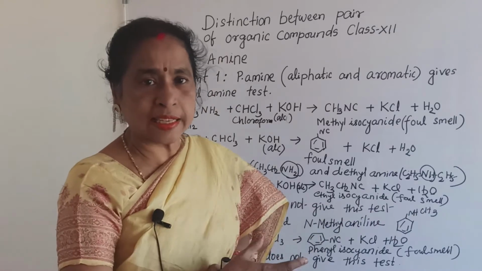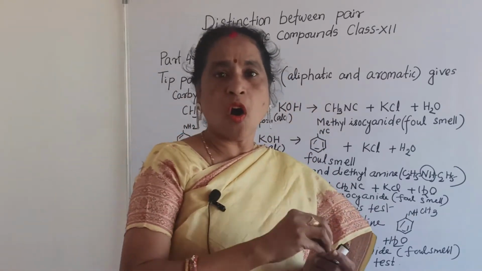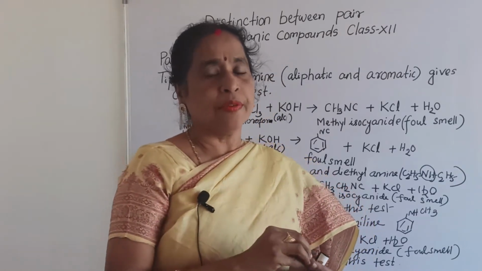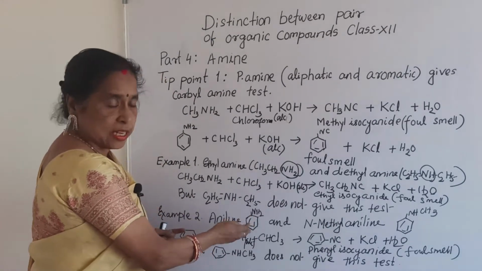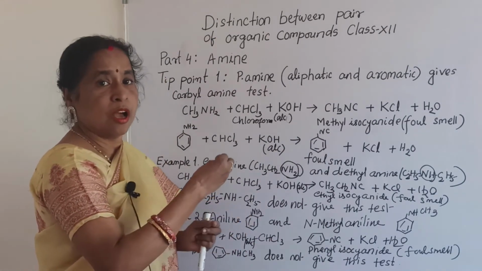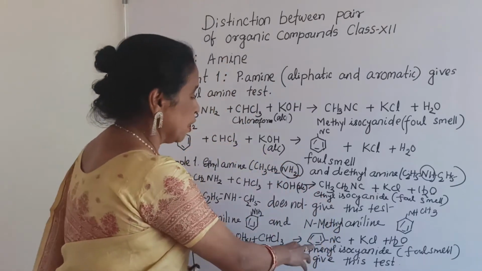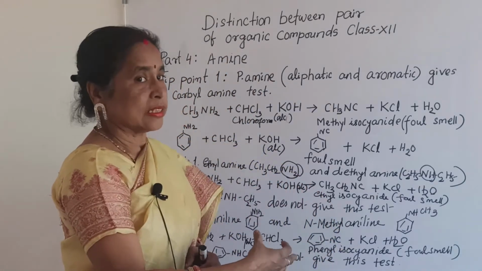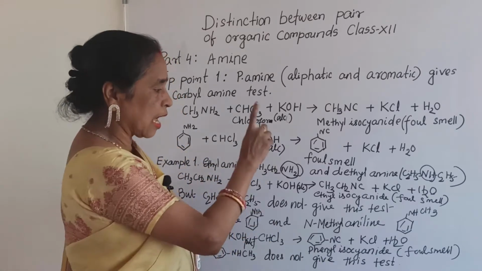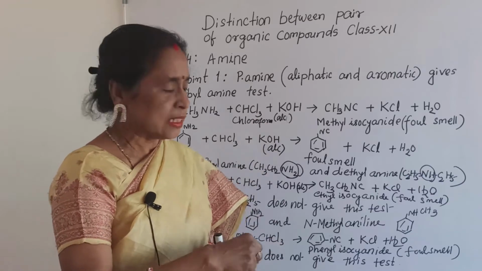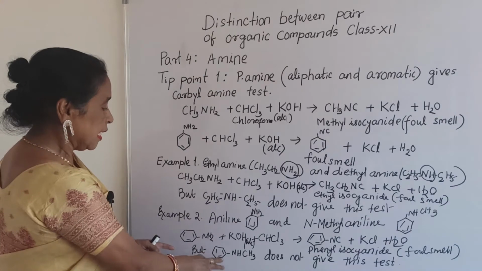aniline is secondary, and I already told you that primary aromatic amine or aliphatic amine gives the Carbylamine test. Since it is a primary aromatic amine, it will react with potassium hydroxide, which is alcoholic, and chloroform, which gives phenyl isocyanide, which has a foul smell. Any isocyanide, either alkyl or phenyl, has a foul smell. But this, which one?